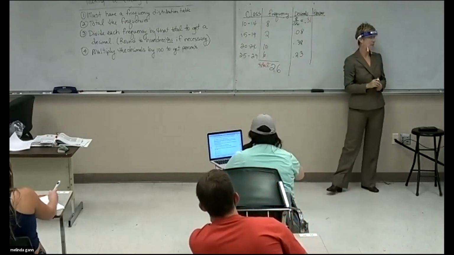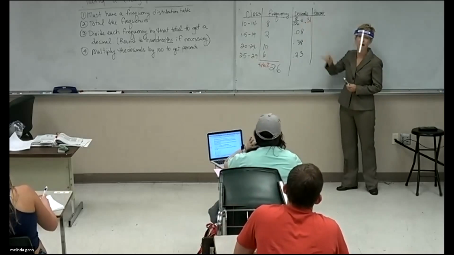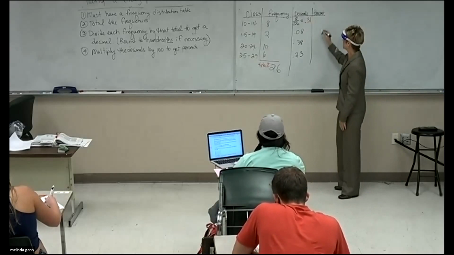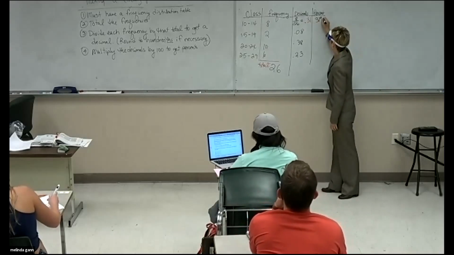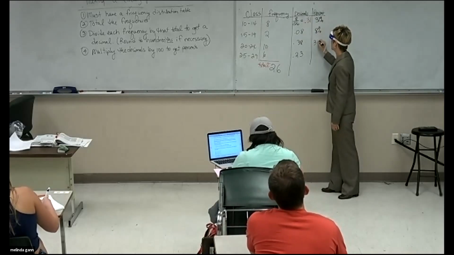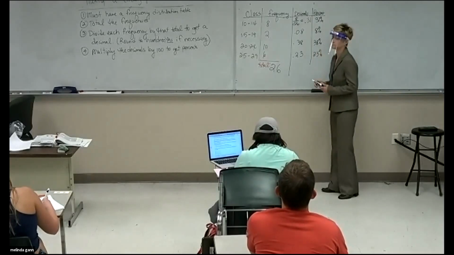Now, when you multiply by 100, what's that do to this decimal? It moves it what? 2 spaces. That's why I made you round to the hundredths. So you get whole number percents. So this is going to be 31%. What's that going to be? 8%. This is going to be 38%, and that's going to be what? 23%.